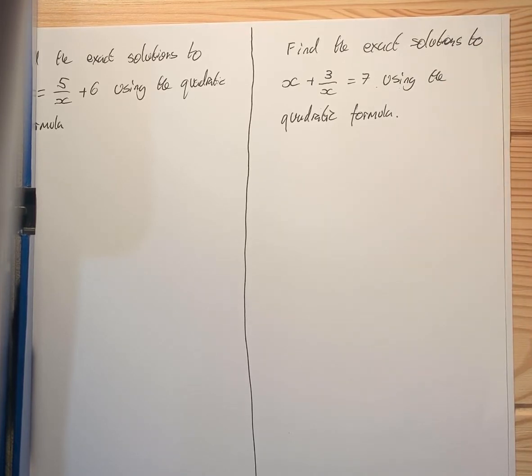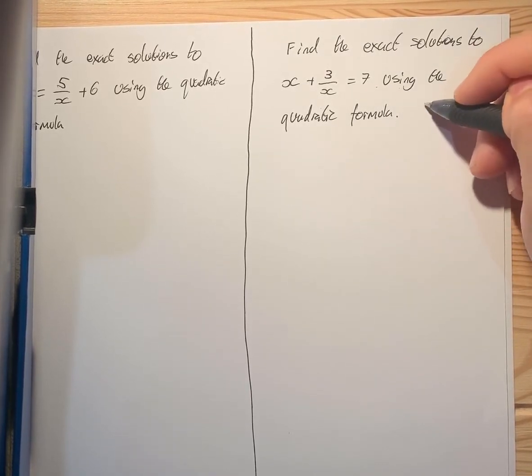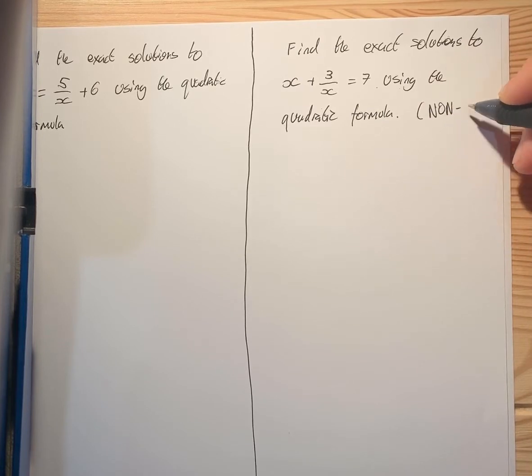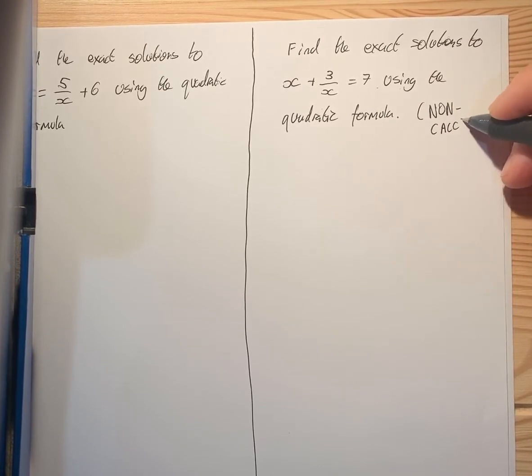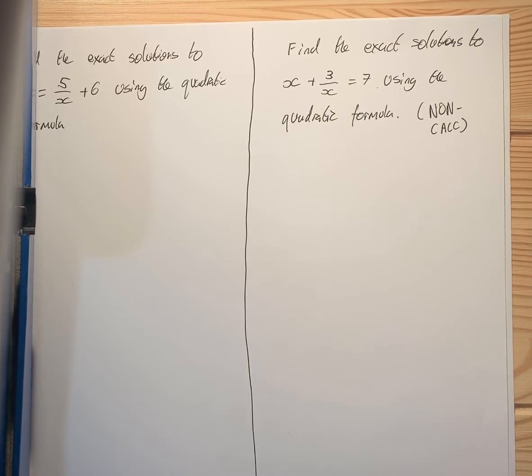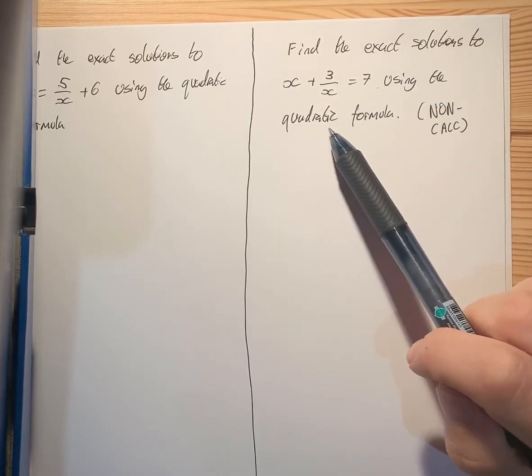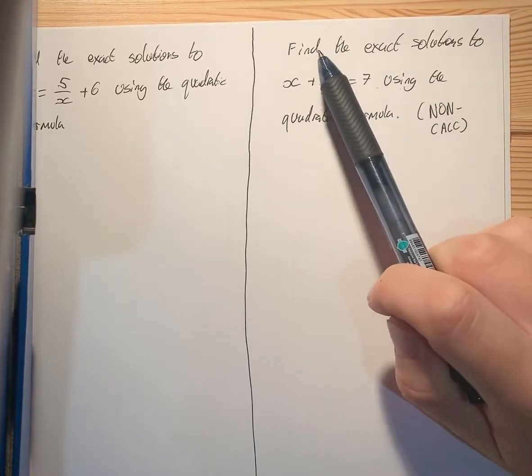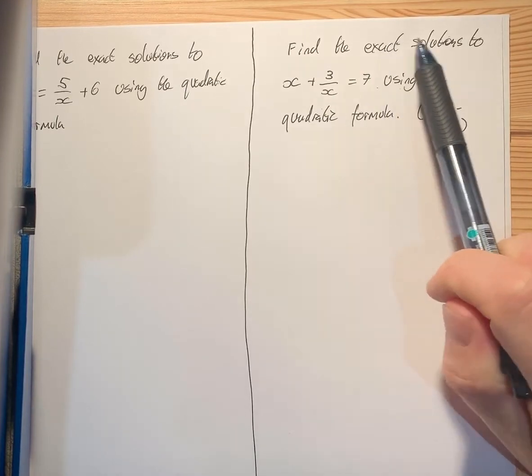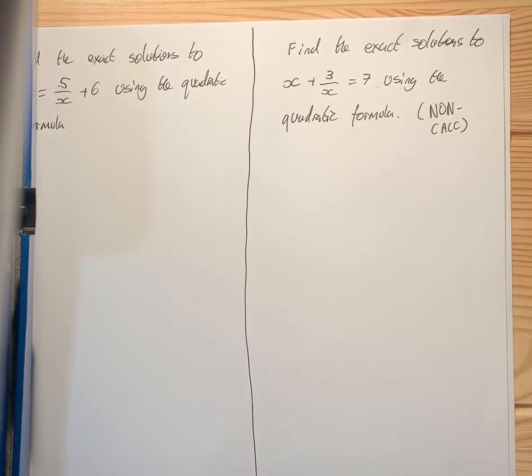So what I'm going to do is add an extra little stipulation. I'm going to say in brackets that this is non-calculator. So it's a bit more of an unusual question. Normally for a quadratic formula question, the clue is it will say something like give your answers to 2 decimal places, 3 decimal places. That's normally a big clue, right? This is a quadratic formula question. However, this one tells us we need to use the quadratic formula, but it also says we need to find the exact solutions. So it's exact solutions and quadratic formula. So it's a little bit different.